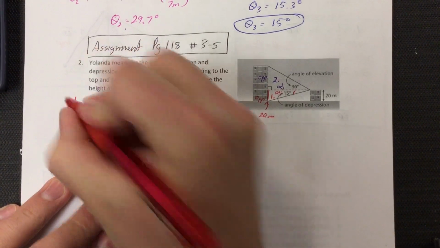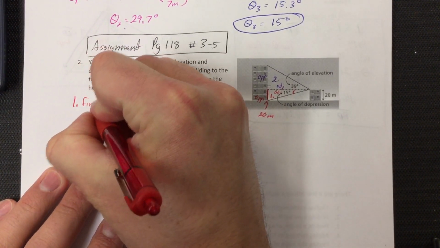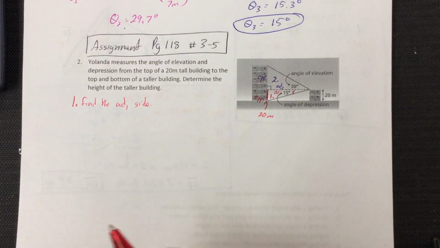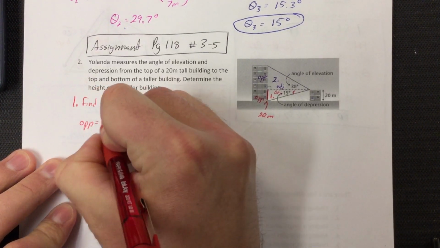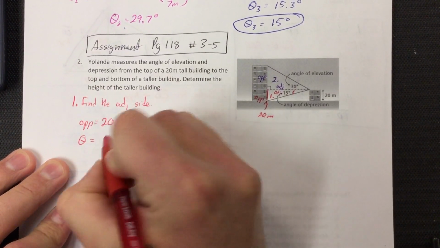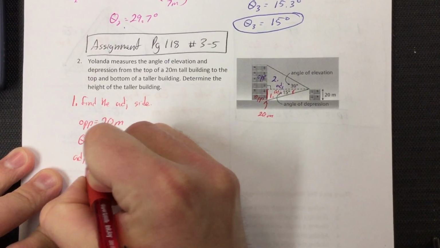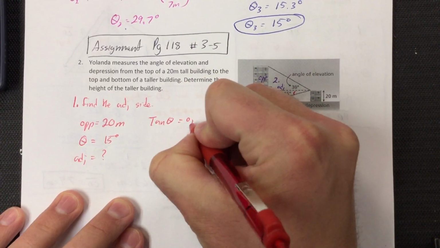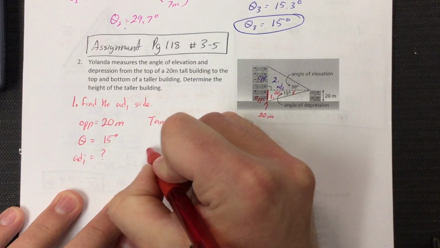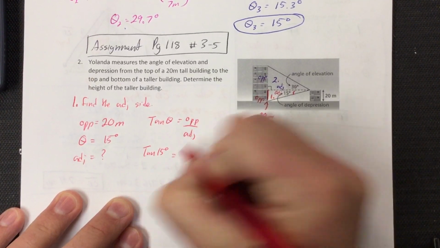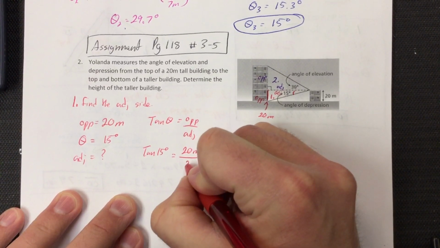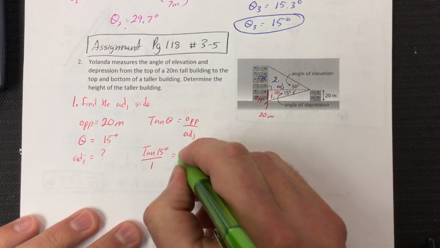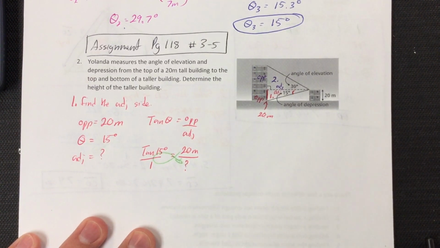Triangle number 1, right here, we want to find the adjacent side. We have the opposite is equal to 20 meters. We have that theta is equal to 15 degrees, and our adjacent is our question mark. Opposite and adjacent, we're going to use tan. And so tan of 15 degrees equals opposite over adjacent. Use the fish method. Again, we've done this a number of times. Use the fish method to solve.